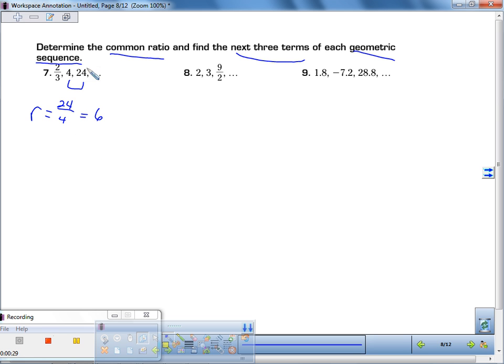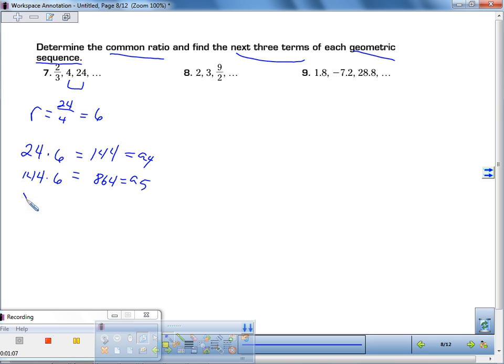Now to find the next term in the sequence, we're simply going to take 24 and multiply it times 6. So when we multiply 24 times 6, we end up with 144. If we were doing a sub 1, a sub 2, a sub 3, this would actually be a sub 4. Then to find a sub 5, we'll take 144, multiply it times 6, and we'll get 864. So that's a sub 5.